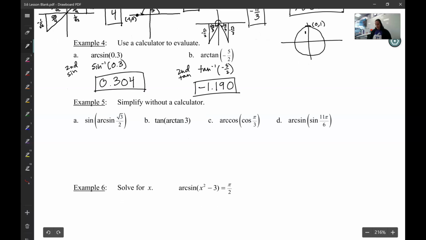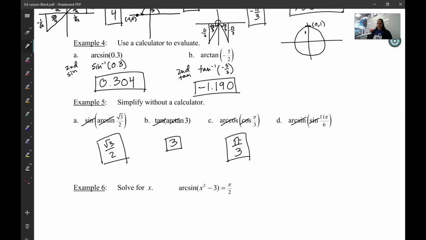Okay, simplify without using a calculator. On these ones, it goes pretty fast and easy because remember that sine and arcsine cancel each other out. They're inverses. So our answer, root 3 over 2. Ta-da! Tan and arctan cancel out. Our answer, 3. Ta-da! Arccosine and cosine cancel out. Our answer, 5/3. Ta-da! Arcsine and sine cancel out.